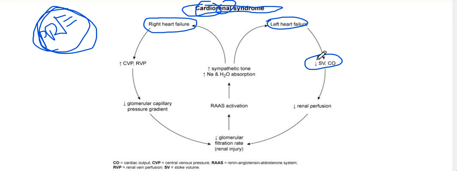So when there is decreased cardiac output, that ultimately leads to decreased renal perfusion. Here you can see that. So when there is decreased renal perfusion, it ultimately leads to pre-renal failure.